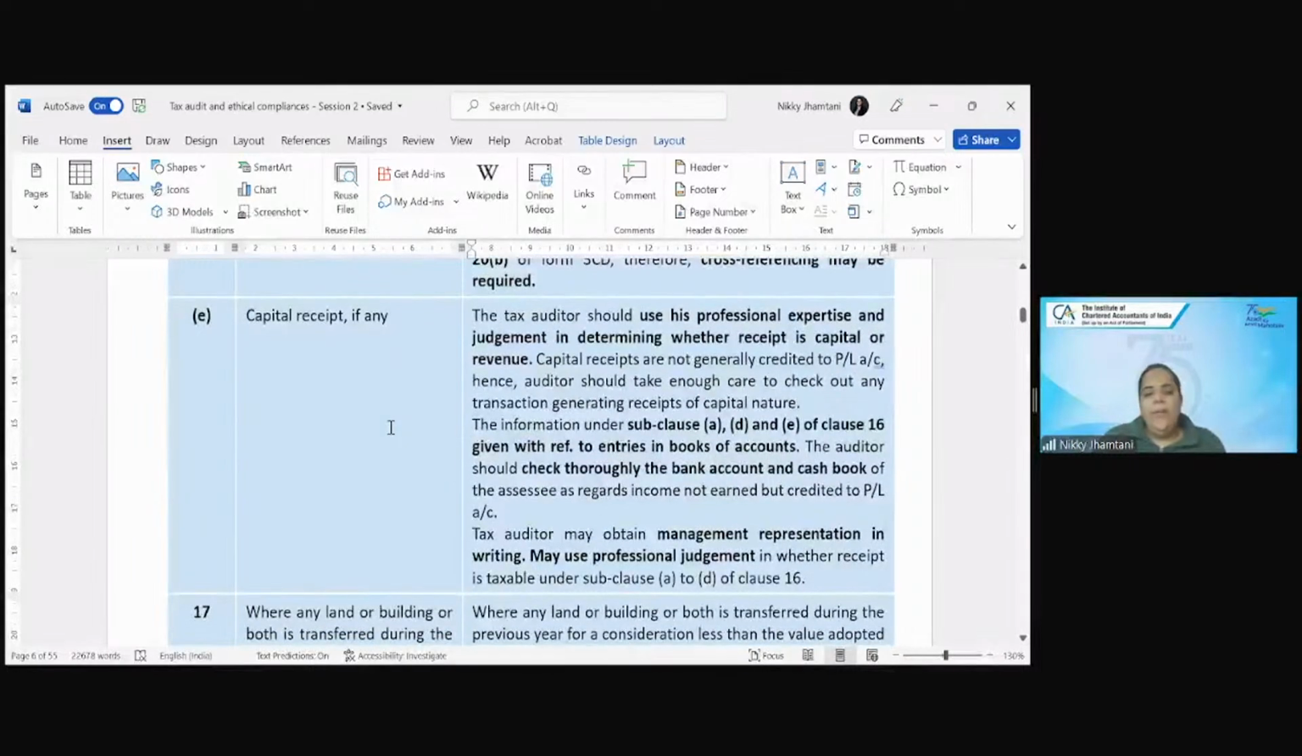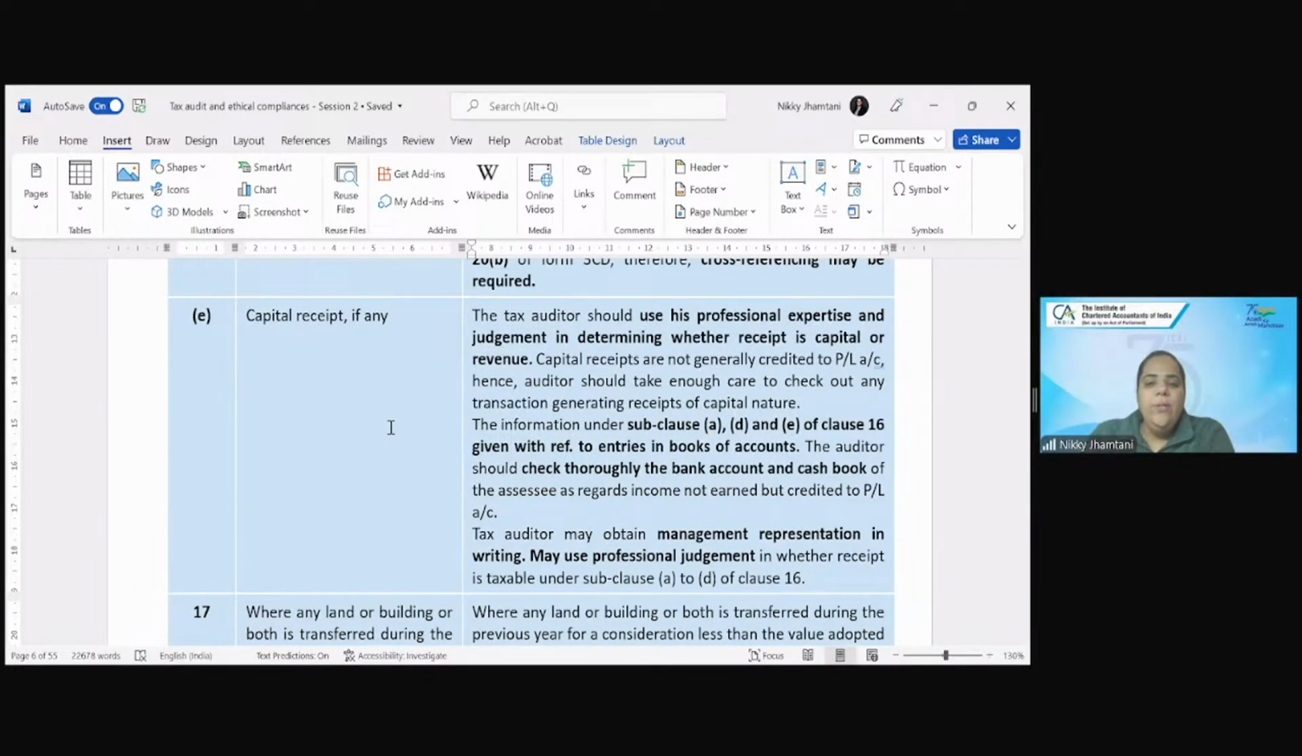Capital receipt, if any: any sort of capital receipt will also be reported here, in clause 16E. The tax auditor should use his professional expertise and judgment in determining whether a receipt is capital or revenue in nature. Capital receipts are not generally credited to P&L account, hence the auditor should take enough care to check any transaction generating receipts of capital nature.